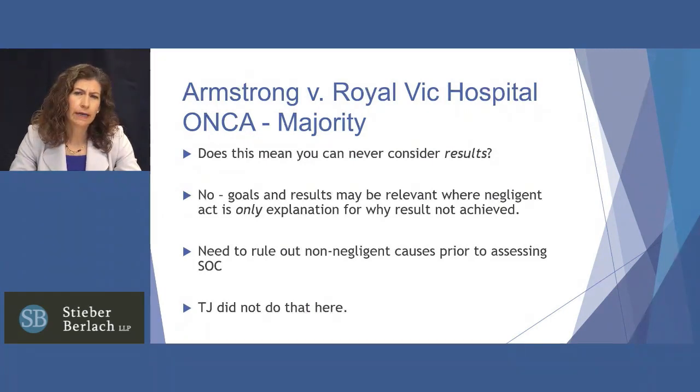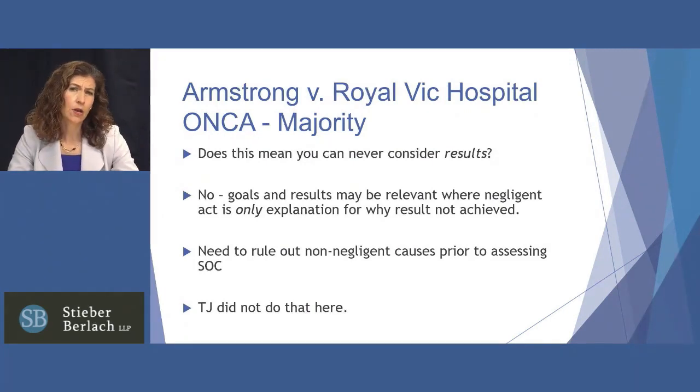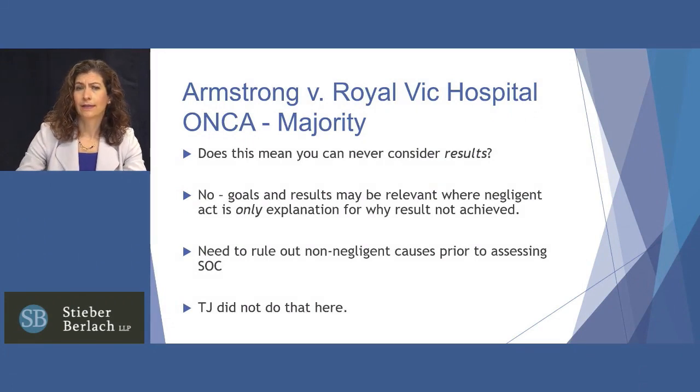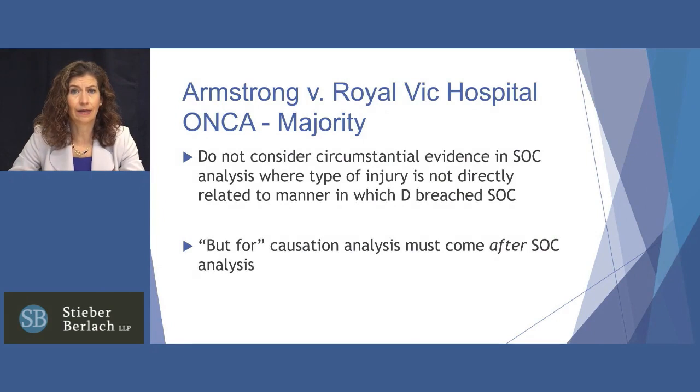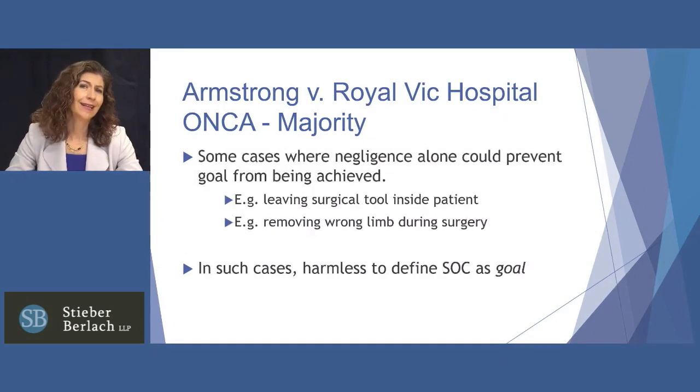What the trial judge should have done is rule out possible non-negligent causes of the injury before assessing the standard of care, and the trial judge didn't do that here. And so the majority of the Court of Appeal said, again, you don't get to the causation analysis until you've already gone through step 2 of the negligence analysis, which is what is the standard of care and has that been breached.